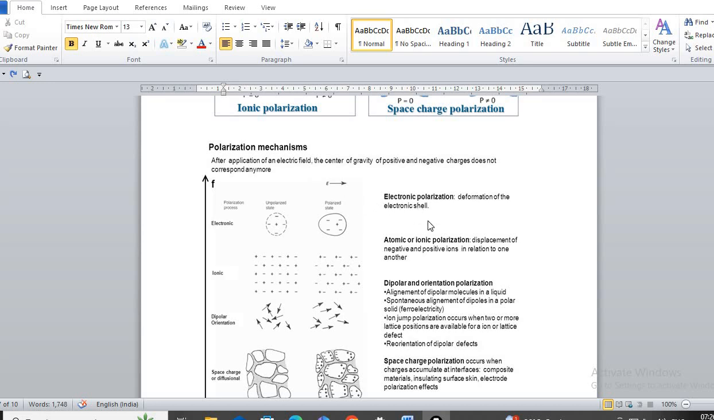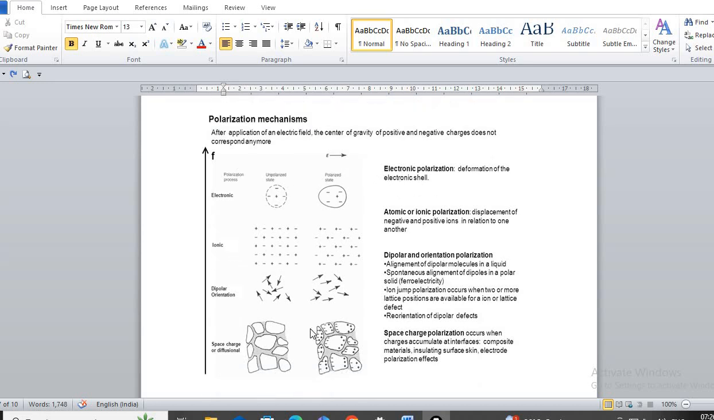So this is the comparison between different polarizing materials. Electronic polarization is the deformation of the electronic cell, that means the atoms. Atomic or ionic polarization is obviously related to positive and negative ions. Dipolar or orientation polarization is because of dipolar molecules in liquid. One of the simplest examples is water. Space charge occurs when the charge is accumulated at interfaces. One of the examples is composite materials.